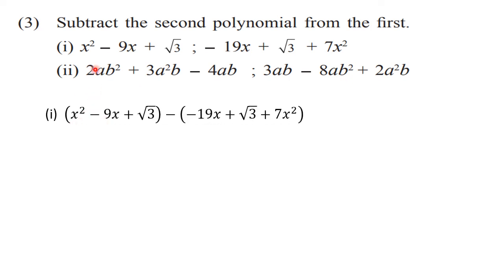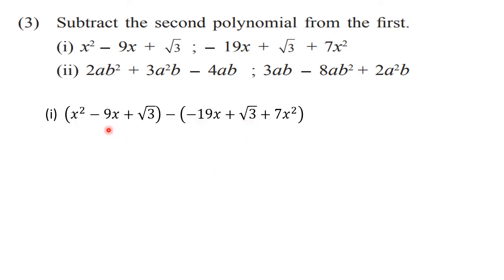Okay, so see the first polynomial in the first bracket, because they have said that from the first you will subtract the second one. So first polynomial in the first bracket minus the second polynomial in the second bracket. See, this colon you have to replace by a minus sign and simply put the brackets here. Okay, it is very easy to write it from the question.